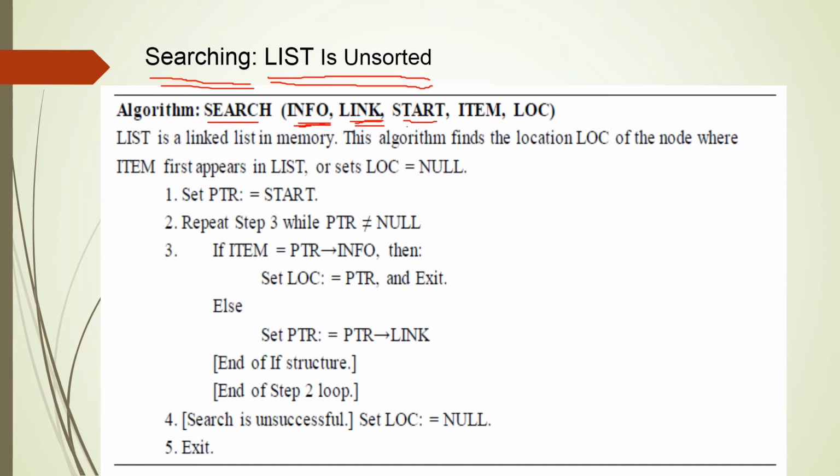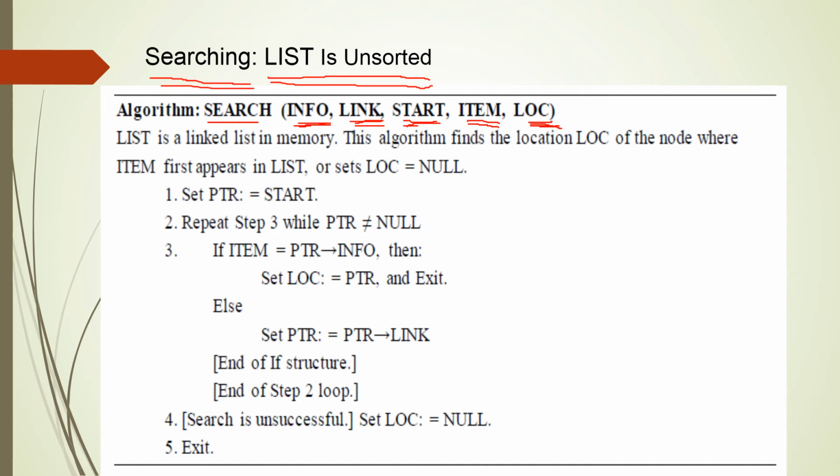Then start is like first, that means the variable start is a pointer variable pointing to the first node of the list. Then item is the key element to be searched, and LOC is the variable which returns the location of the node which contains the key element. If the key element is not present, then it will return the value null. If the key element is present, then this function will return the address of the node which contains the key element. So this is a linked list in memory.